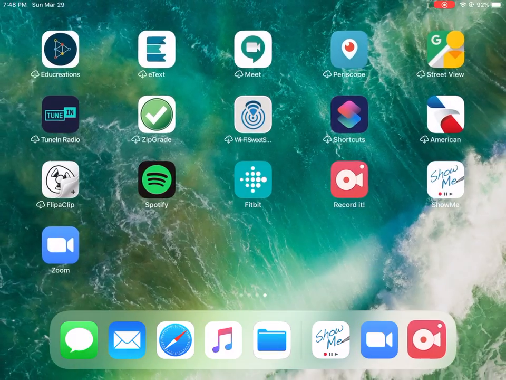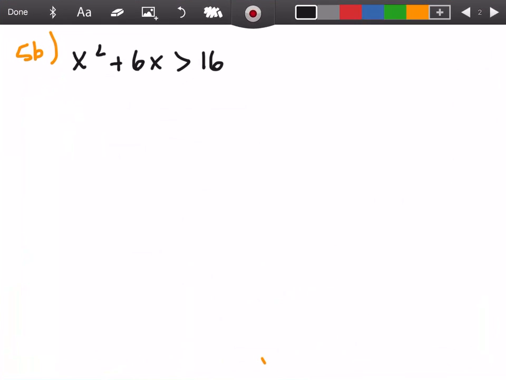Okay, let's try problem number 5b from our review set 2a. So it's an inequality. If you remember, I'm looking at page 71. On page 71, there's a 4-step process you always go through. Step 1 is to get everything on the left-hand side, so make the right-hand side 0.